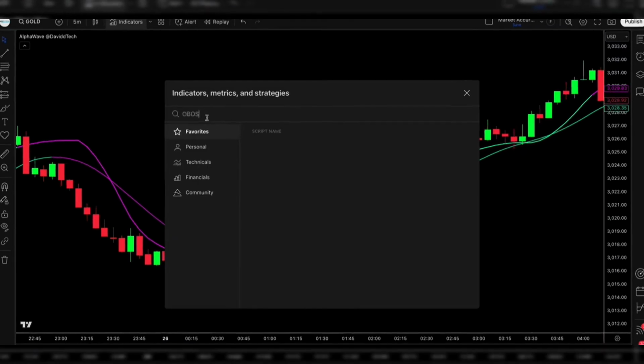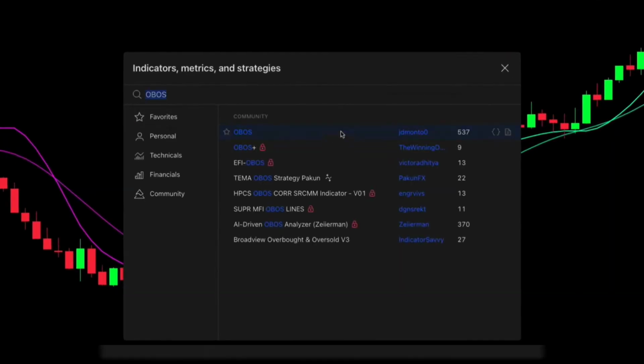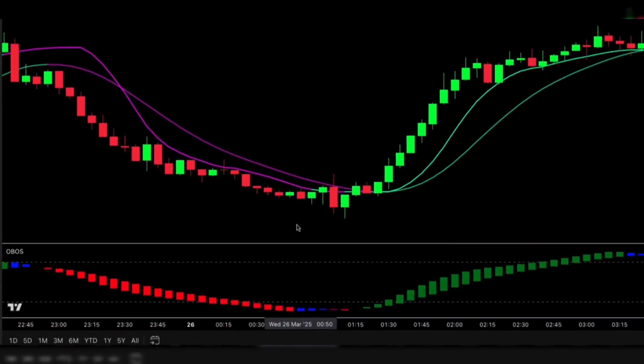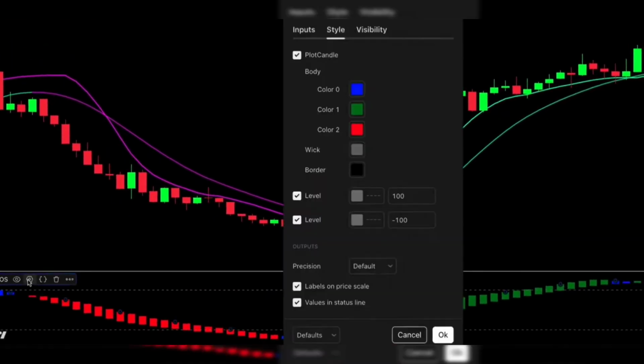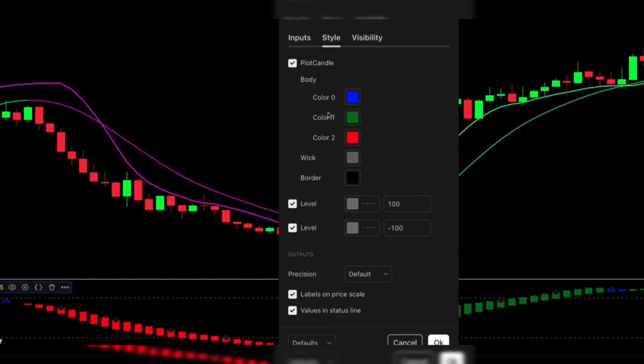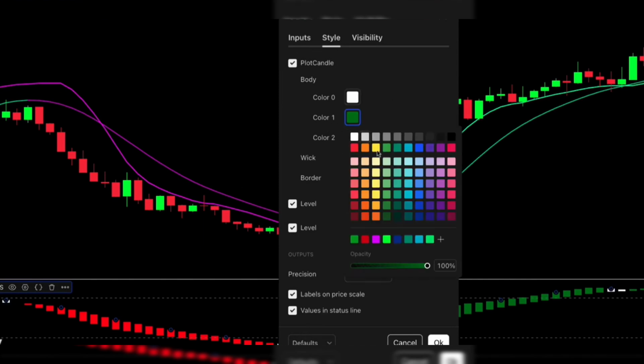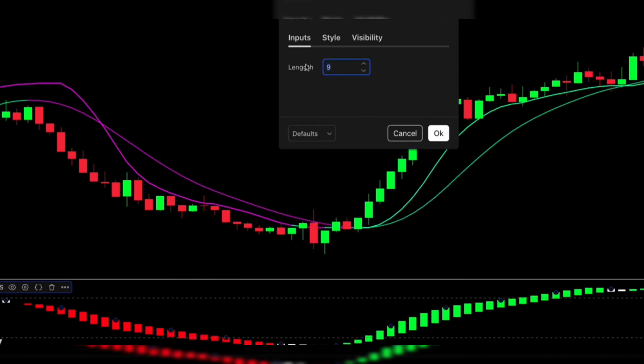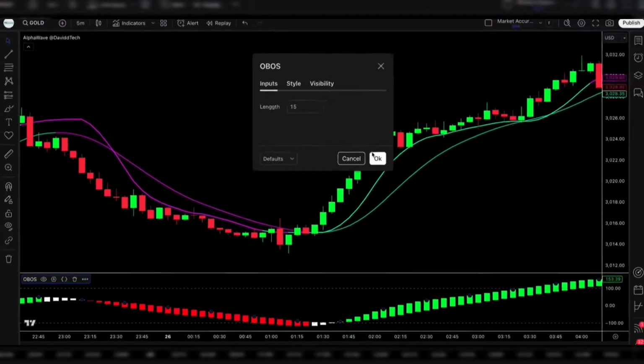So, go to the Indicators tab and search OBOS. Now select this one created by this person and add it to the chart. First of all, modify the settings, click on the Settings tab. First go to the Style tab and change something you can see here. And now move to the Input tab, we will change the length from 9 to 15. Now everything is right, so we will click on OK.